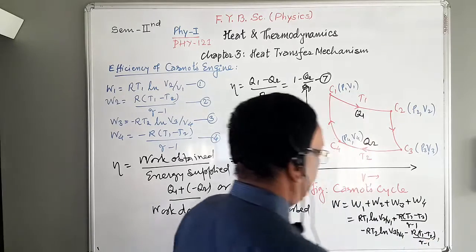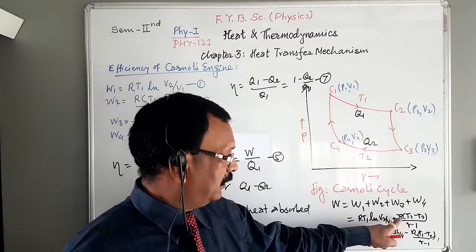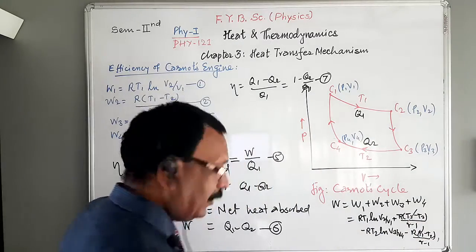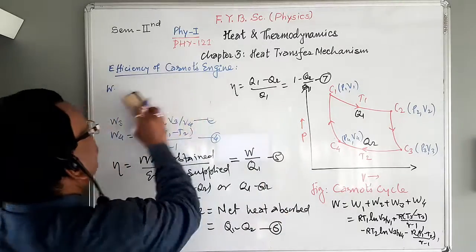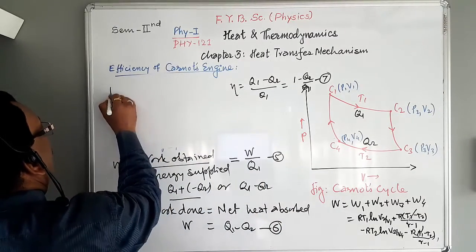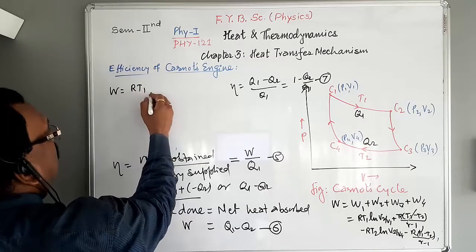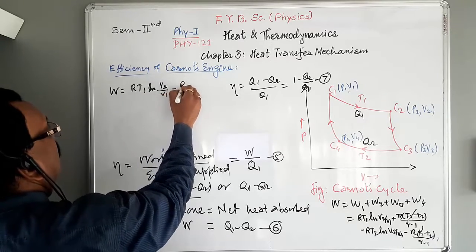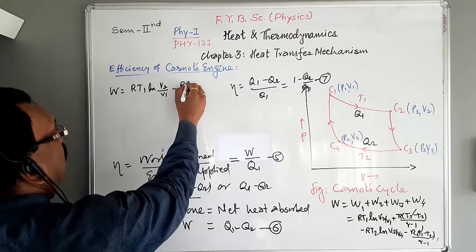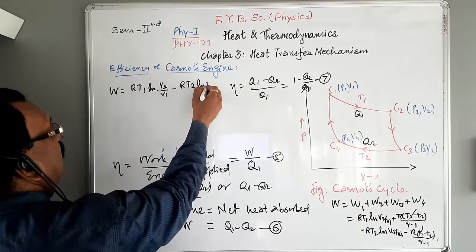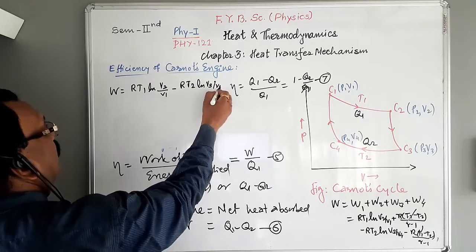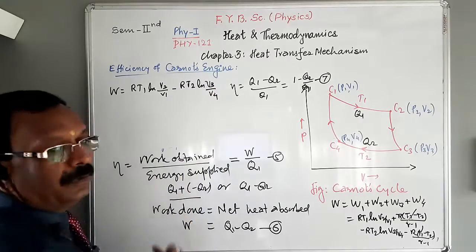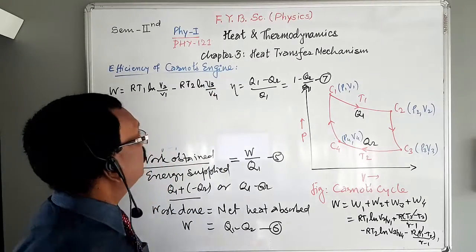upon gamma minus 1. See, these two work dones are equal and opposite, and hence get cancelled with each other, and we have simply W is equal to R T1 ln V2 upon V1 minus R T2 ln V3 upon V4. Suppose this is equation 8.